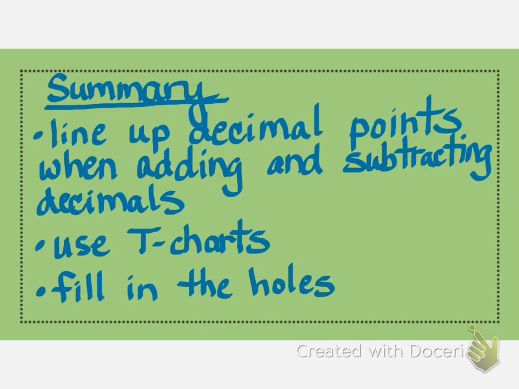So to summarize what we've done in this lesson today, when we add and subtract decimals, one of the most important things that you do is line up your decimal points and use a T-chart, because I still think that those are the easiest things to use when adding and subtracting decimals, especially until you get the hang of it. And fill in any holes that you have with zeros. So that's going to help you out so that you can keep your columns lined up, so that you don't get any digits in the wrong column and then end up with a wrong answer.